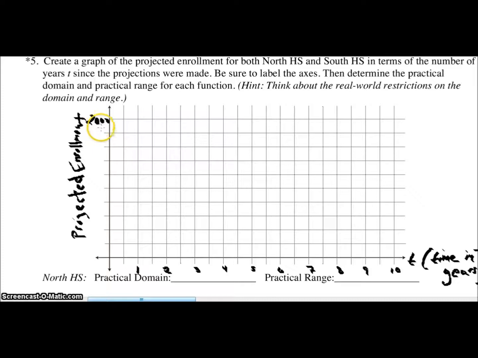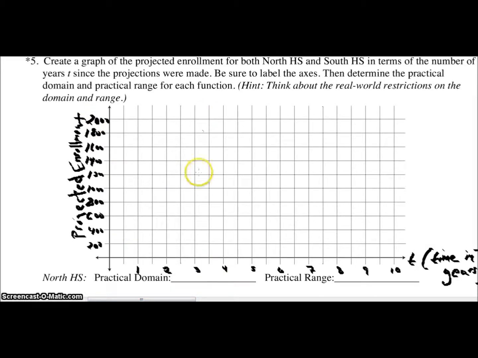What does that make these? We've got 1, 2, 3, 4, 5, 6, 7, 8, 9, 10. 2,000 divided by 10, so that's 200. Notice that I've already went ahead and labeled these 200, 400, 600 all the way up to 2000. So now we just need to fill in our graphs.